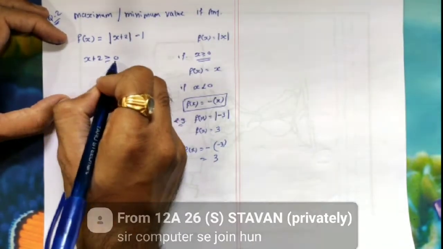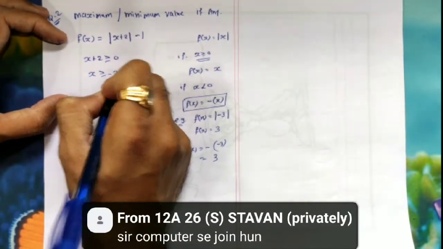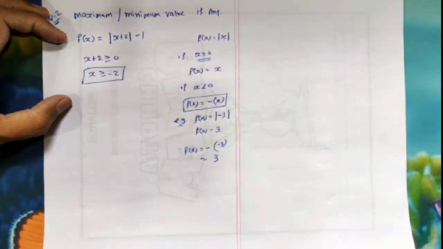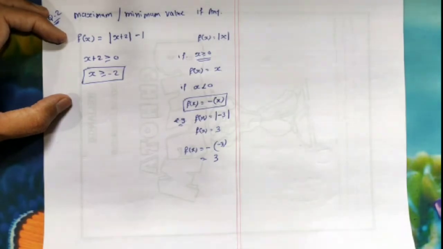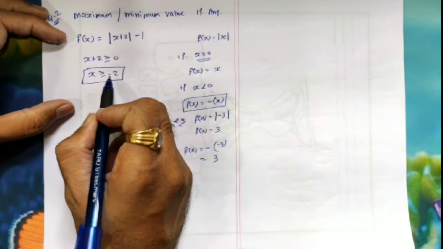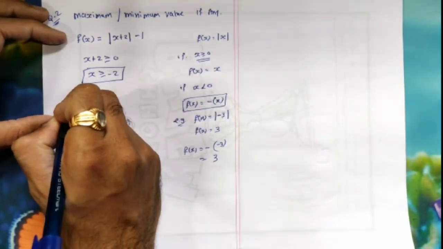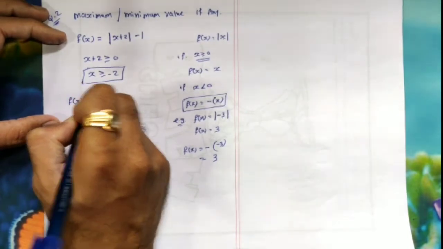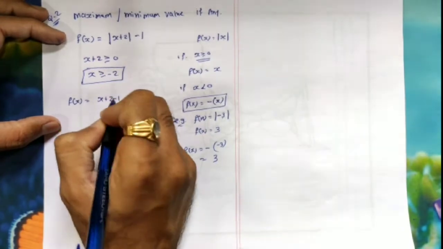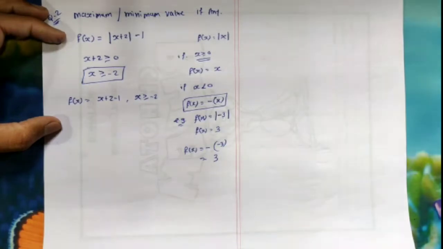So when x plus 2 is greater than or equal to 0, this is x greater than or equal to minus 2. Done? So now for this condition, when x is greater than or equal to minus 2, we don't require this modulus sign. So we can write f of x equal to this x plus 2 without any bracket. So it's x plus 2 minus 1, for the condition x is greater than or equal to minus 2.